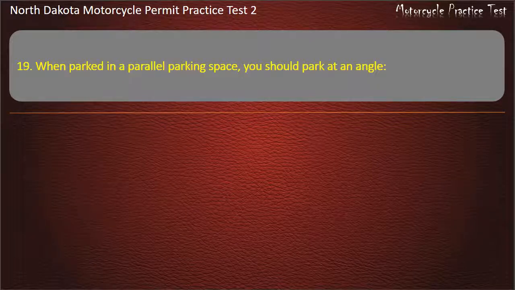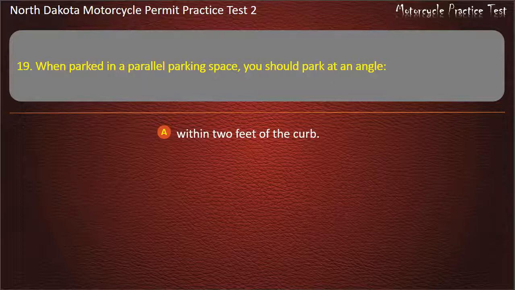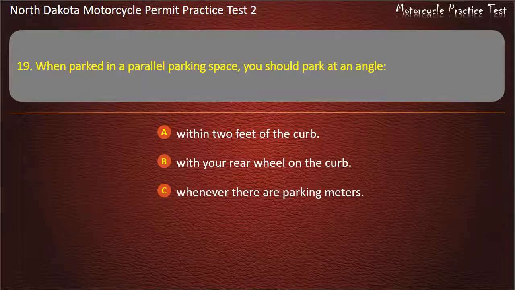Question 19. When parked in a parallel parking space, you should park at an angle: Within 2 feet of the curb. With your rear wheel on the curb. Whenever there are parking meters. With your rear tire touching the curb. Answer: With your rear tire touching the curb.